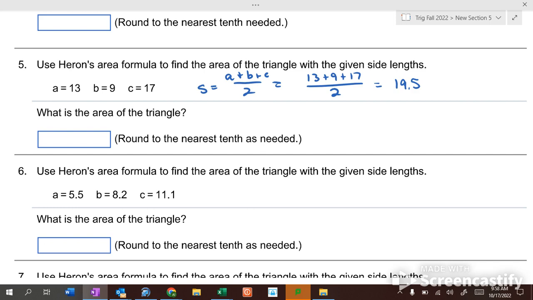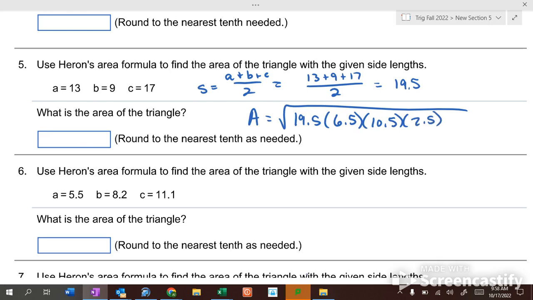So, yeah, 19.5. So the area equals the square root of 19.5 times 19.5 minus 13, which is 6.5, times 19.5 minus 9, which is 10.5, times 19.5 minus 17, which is 2.5. Multiply all those together, take the square root of that. What do you get?